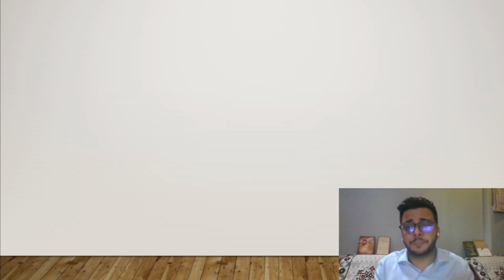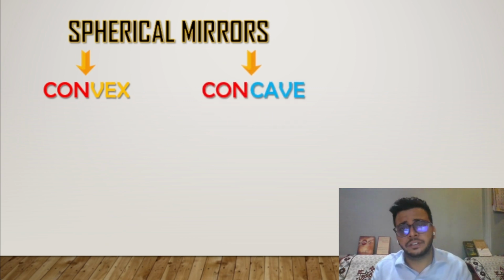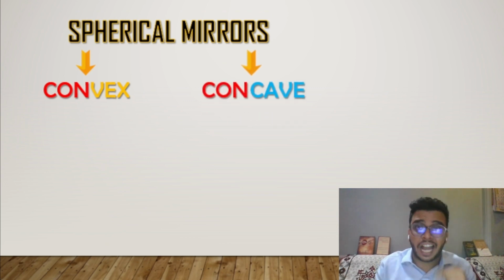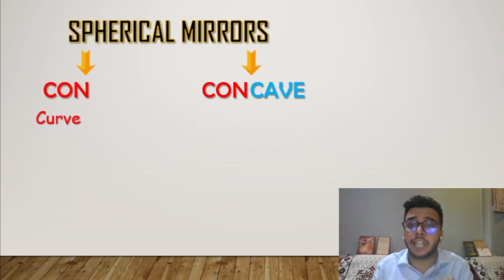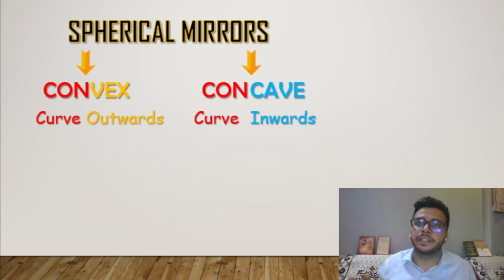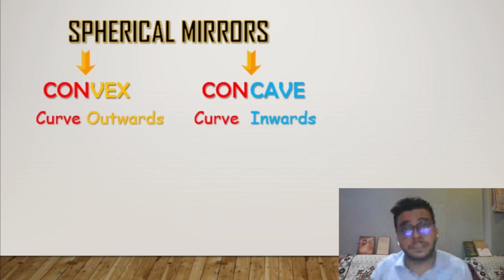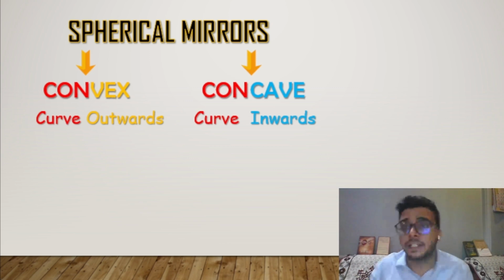Now spherical mirrors are of two types, convex and concave. The word con is highlighted as red because con means curve, whereas vex means outward. So con means curve and cave means inwards. So convex means curved outwards, whereas concave means curved inwards. So if the outer surface is reflecting of a mirror, it is a convex mirror, whereas if the inner surface is reflecting, we call it a concave mirror.